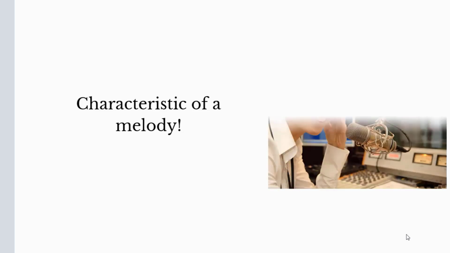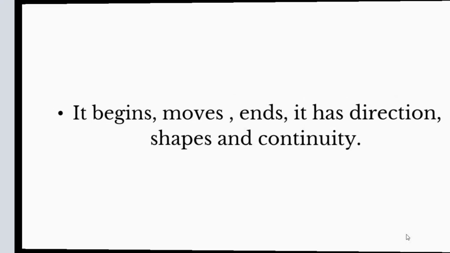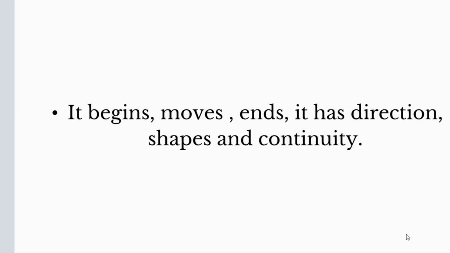Characteristics of a melody. What are the characteristics of a melody? It begins, it moves, it ends, it has direction, it has shape and continuity. So just like what we were saying before, when the melody does not end with the do, especially when it ends with so, the close is not final in effect. So that is called the half close, and there is a further phrase which may lead to other phrases that will bring the music to a rest with the final effect.